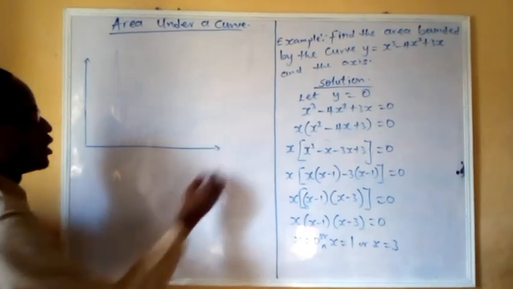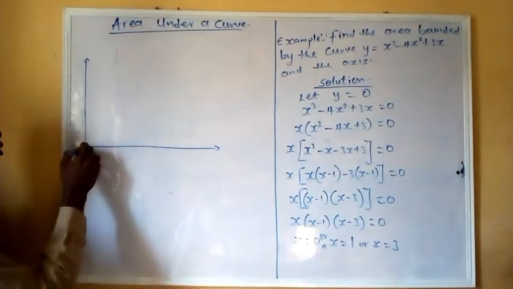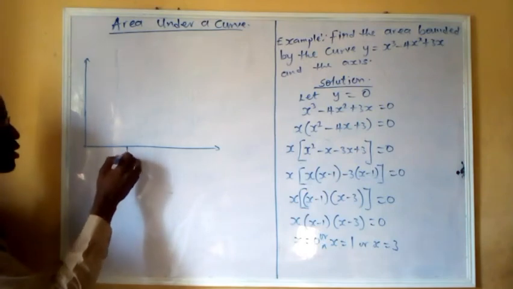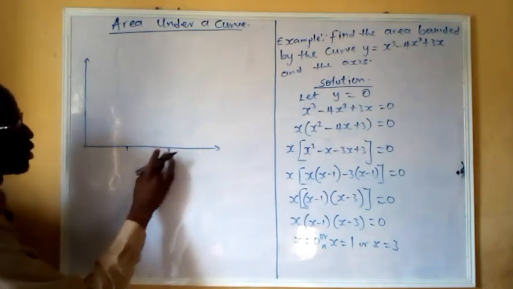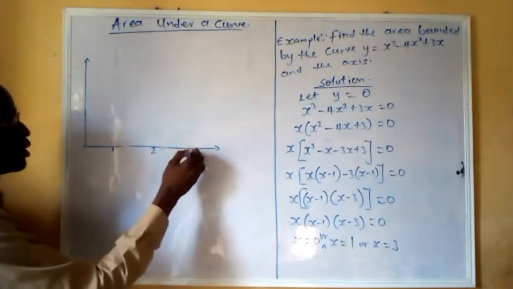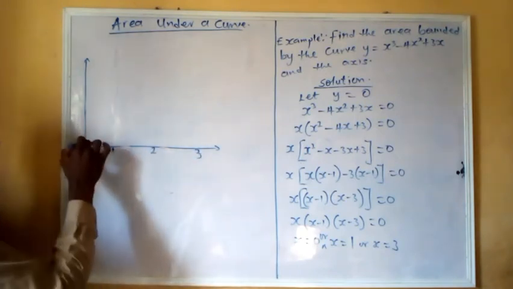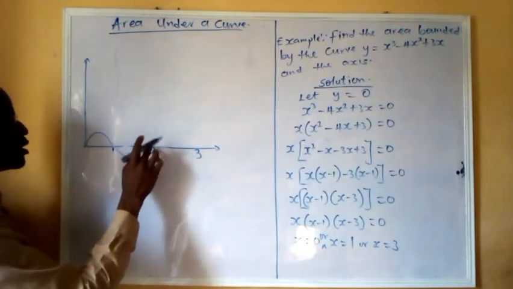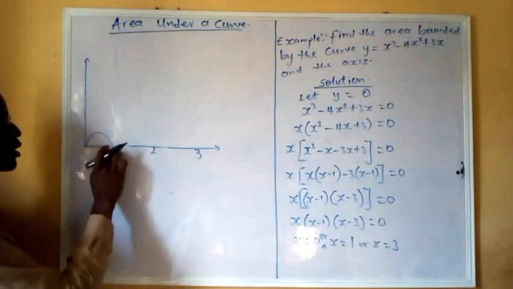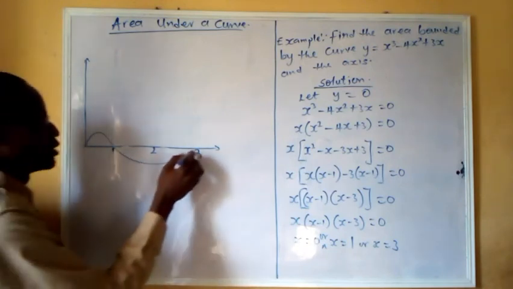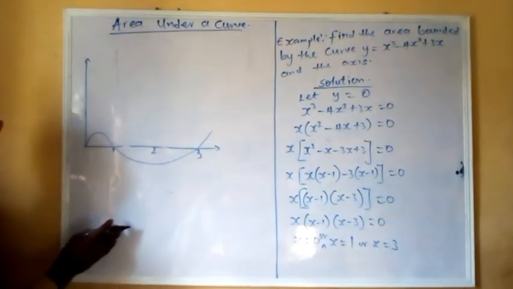So if I am to sketch the curve, this is point 0. So I can take this as 1, 2, okay, 1, 2, and 3. So it shows that the curve passes through point 1, then to 3, because point 2 is not included.